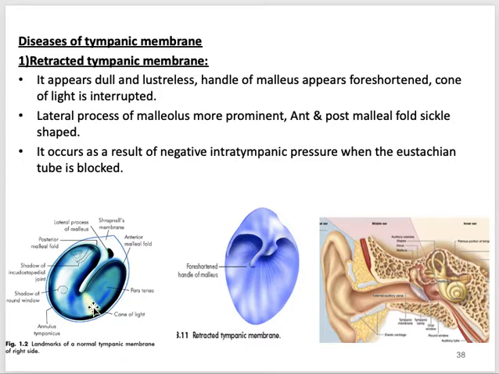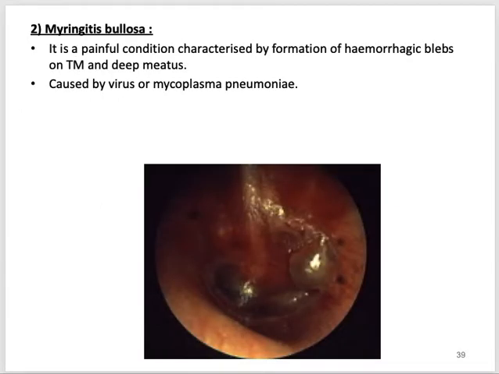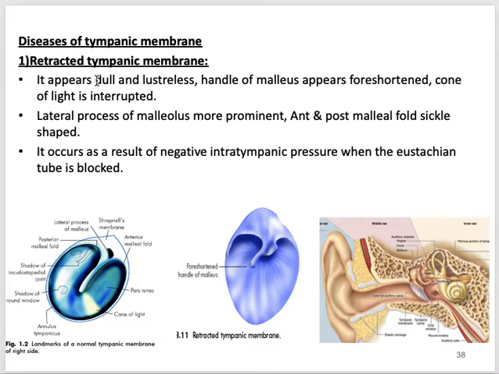The attic area as well as the lateral process of the malleus is quite pinkish. A normal tympanic membrane is mobile when we check it by pneumatic otoscope. So one thing is the retracted tympanic membrane. See this one. It appears dull, lusterless, colorless, and the cone of light is absent. The handle of the malleus seems shortened.